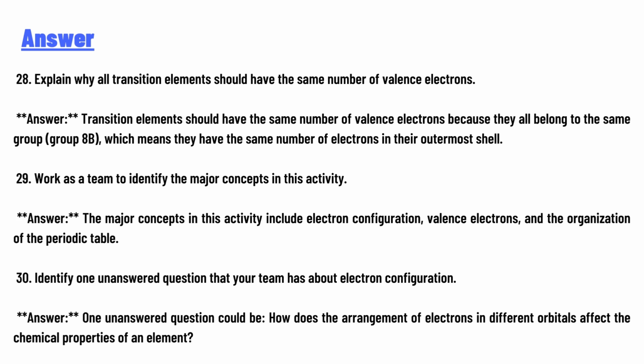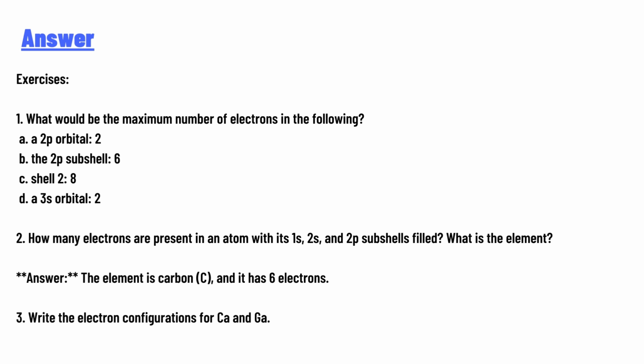Exercise 1. What would be the maximum number of electrons in the following? A. A 2p orbital: 2. B. The 2p subshell: 6. C. Shell 2: 8. D. A 3s orbital: 2. Second, how many electrons are present in an atom with its 1s, 2s and 2p subshells filled? What is the element? Answer: the element is carbon and it has 6 electrons.